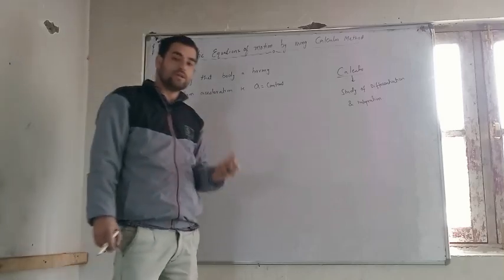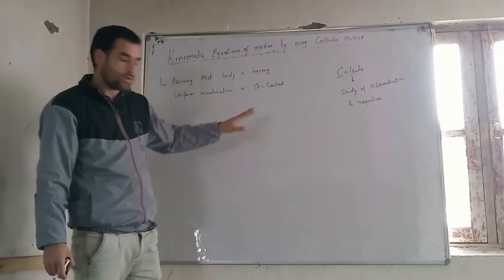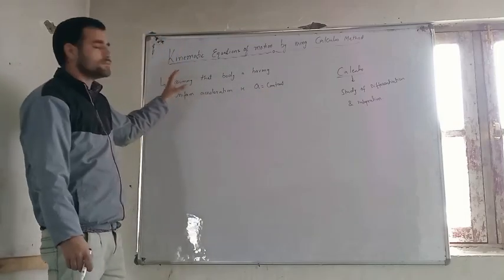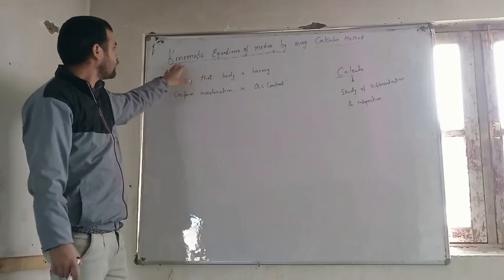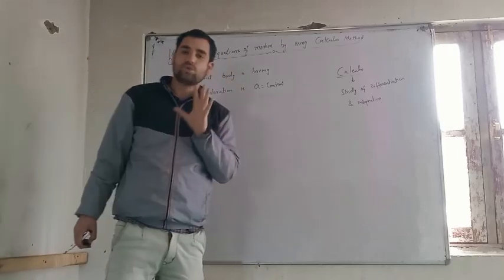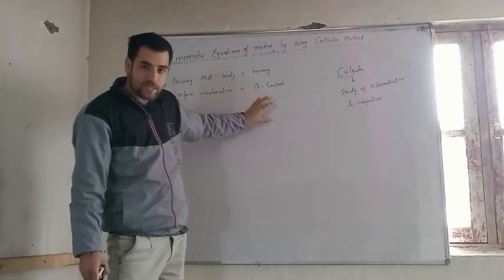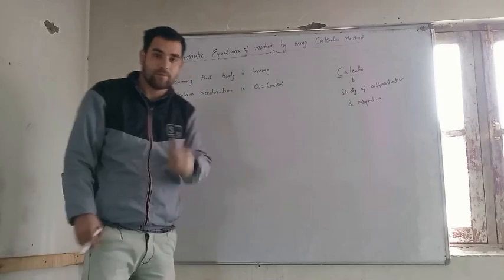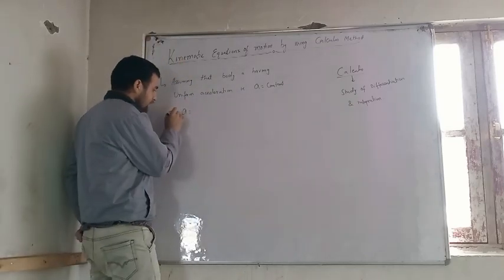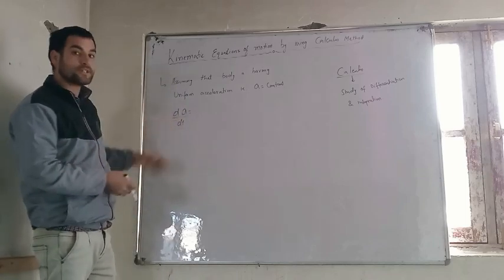Why do we take it constant? Later on I will discuss why we take a to be constant. Another name is a uniformly accelerated body, whose acceleration is uniform or constant. It doesn't change with respect to time. This means that dA divided by dt, the rate of change of acceleration with respect to time, is zero.